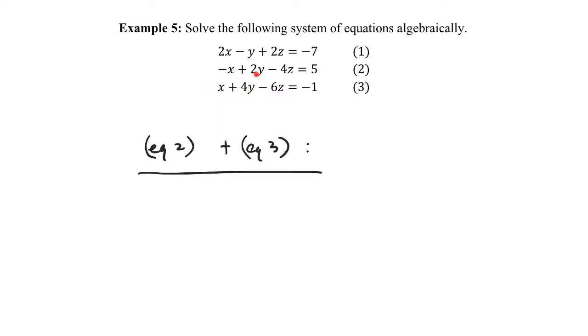Crosses off. What does y become? 6y when I add those 2 together. How about z? Negative 10z. And my constants? 4. Now, we have a new equation. What should I call it? It's brand new. It's not an altered form.